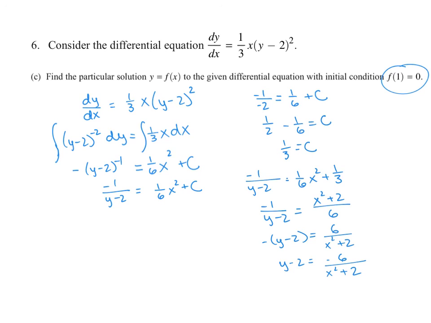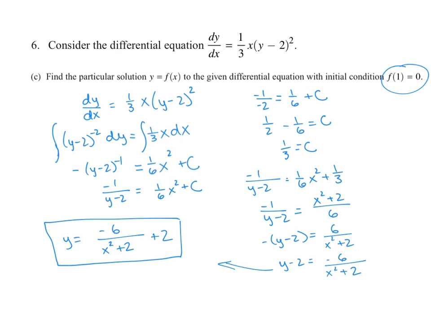And I guess I'm kind of out of space, but last step I'm going to go over here. So y just equals that whole thing plus 2. So negative 6 over (x squared plus 2), plus 2, would be my final answer. And that is correct. So that's good. All right.